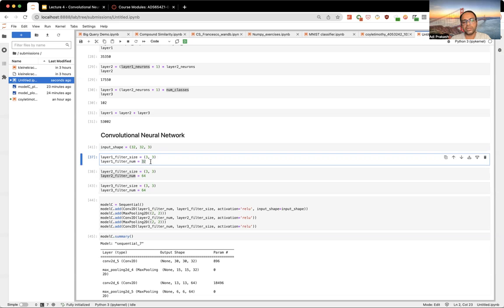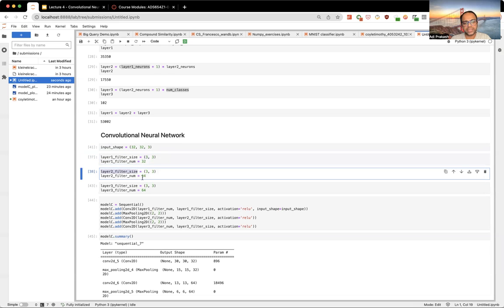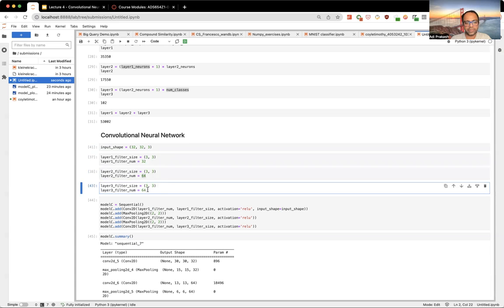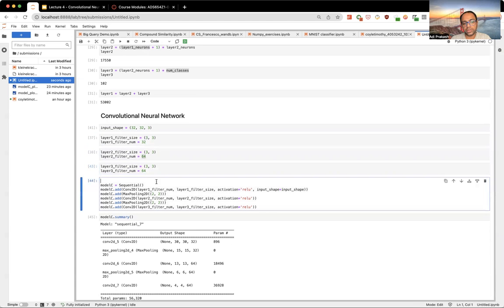So let's say we want to learn 32 filters in layer one. Let's keep the filter size the same for all the layers. In layer two, let's learn 64, and in layer three, let's learn 64 again. So now the way we will construct this model is: Sequential, let's do Conv2D.